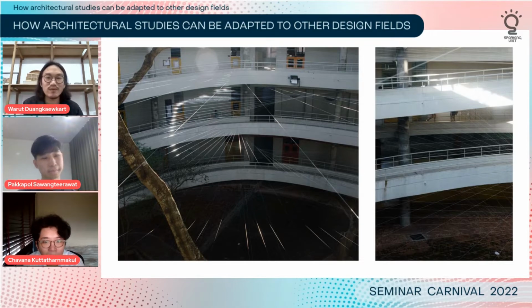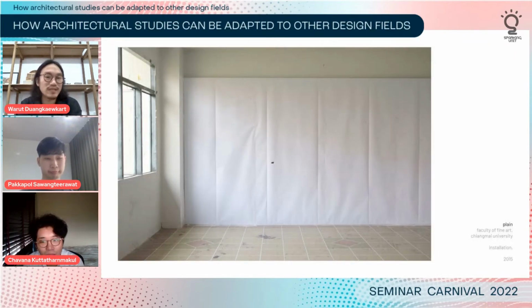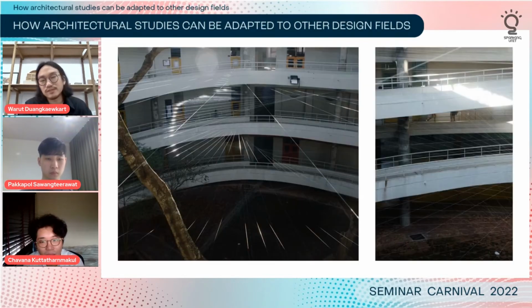This one I link with the handrail, the column of the handrail. So the system of my work follows the existing building. Like the first one, I follow the floor material. I follow the grid line of the tile. So this is the work that I do.